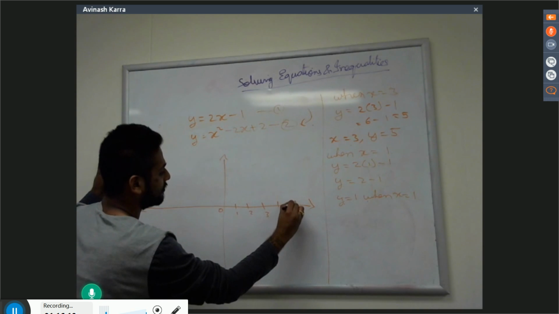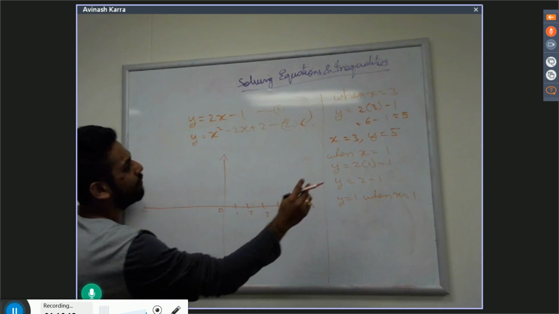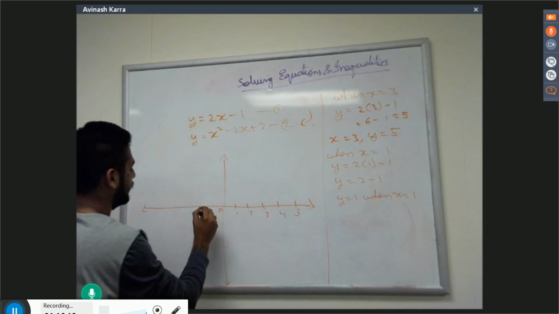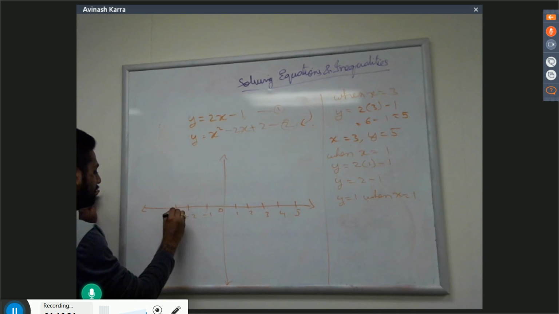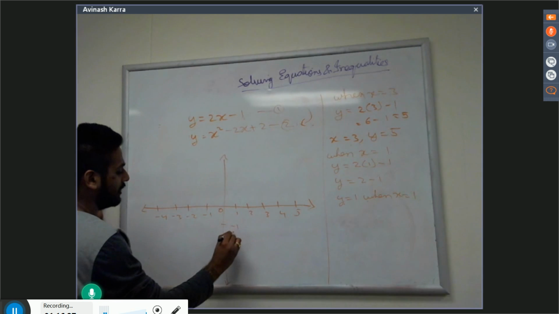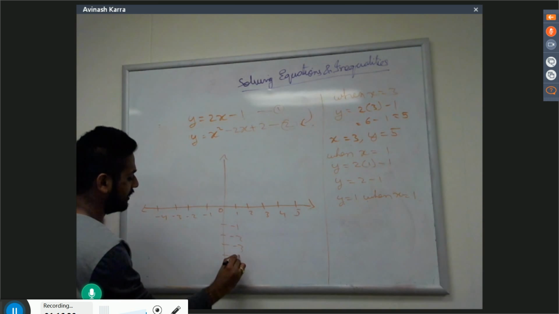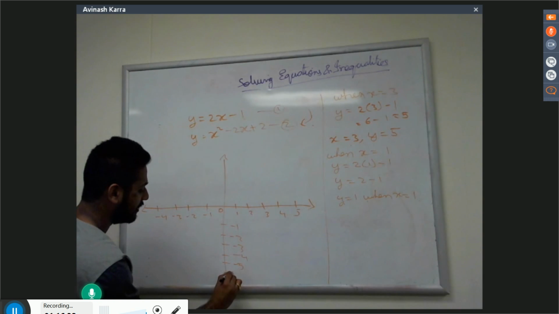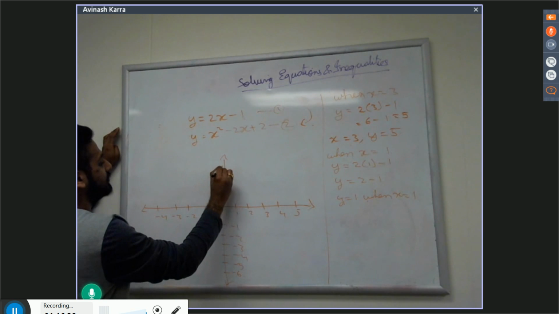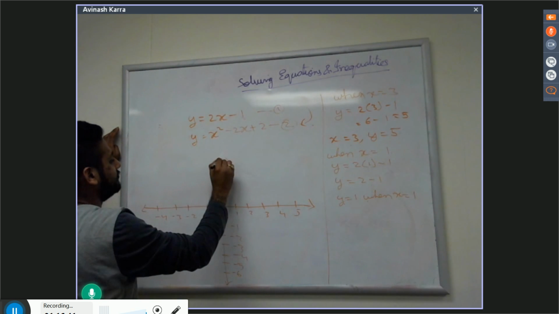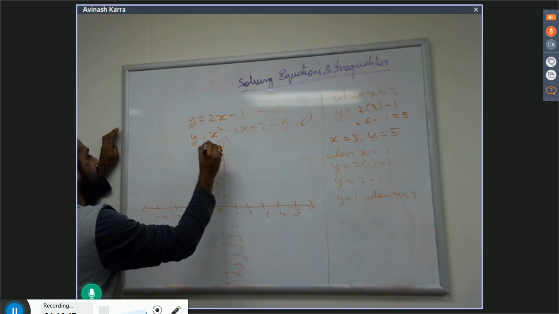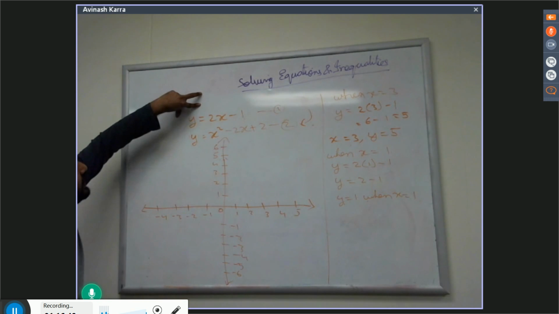Three, 4, 5, somewhere. What are the values here? Y is equal to 5, x equal to 3, x equal to 3, y equal to 1. Okay. Minus 1, minus 2, minus 3, minus 4. Negative 1, negative 2, negative 3, negative 4, negative 5, negative 6. Positive 1, positive 2, positive 3, positive 4, positive 5, positive 6. Okay, let us take the equation 1.